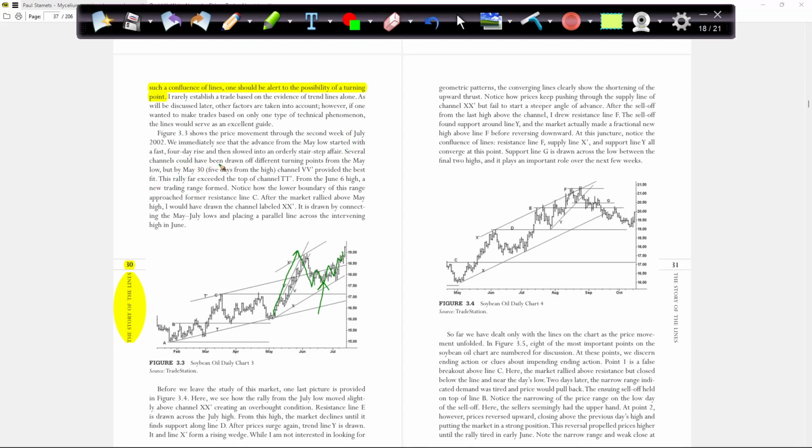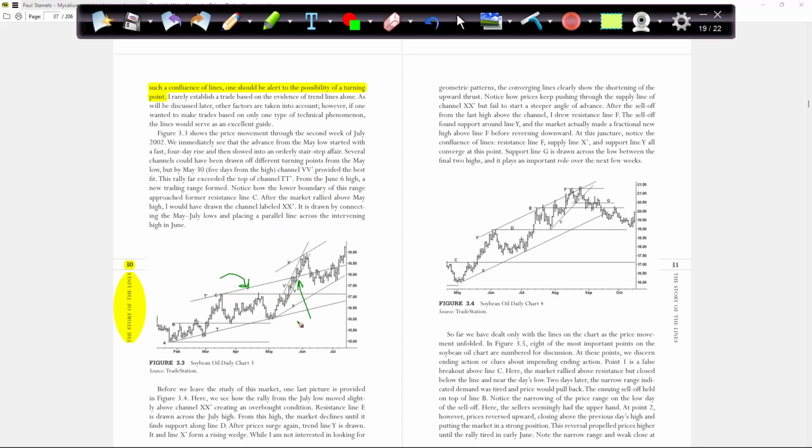Several channels could have been drawn from different turning points from the May low, but May 30, 5 days from the high, channel V, V prime provided the best fit. This rally far exceeded the top of channel T and T prime. This one, and this far exceeded the channel T and T prime.